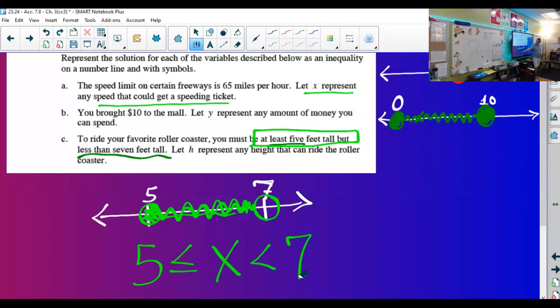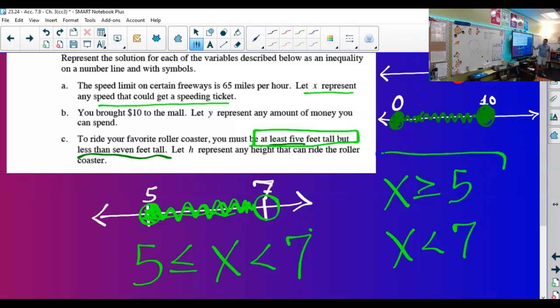5 is less than or equal to x, because we shaded in the or equal to. But then x is bigger than 5, right? X is bigger than 5. 7 is bigger than x, but what that also means is x is smaller than 7. So I could write this out as x is greater than or equal to 5, x is less than 7. But to do this, I have to put them both together. Separately, they're going to overlap, but to actually represent this, you put it together.